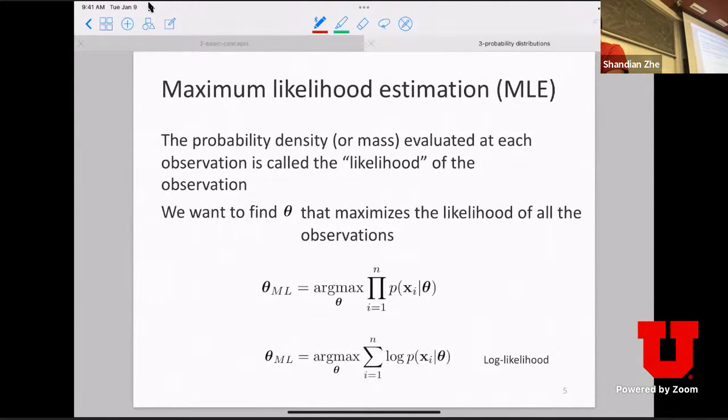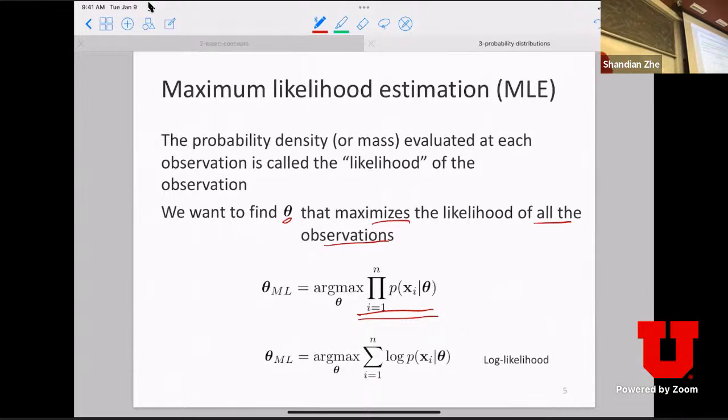And from the MLE principle, we're going to find the parameter theta that maximizes the likelihood of all the observations. Likelihood here just means the probability density function of the observed values. In most cases we assume those observations are independent, so their likelihood is simply the product of the likelihood of each observation. Then to perform maximum likelihood estimation, we just maximize this product. A commonly used approach is to take the logarithm over this.